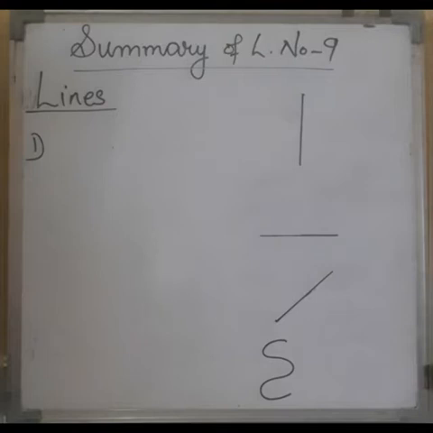Today we are going to summarize lesson number 9, more about shapes. At first we learned about lines. Isn't it? At the starting of the lesson we learned about lines. And I told you there are two kinds of lines, straight line and curved line.